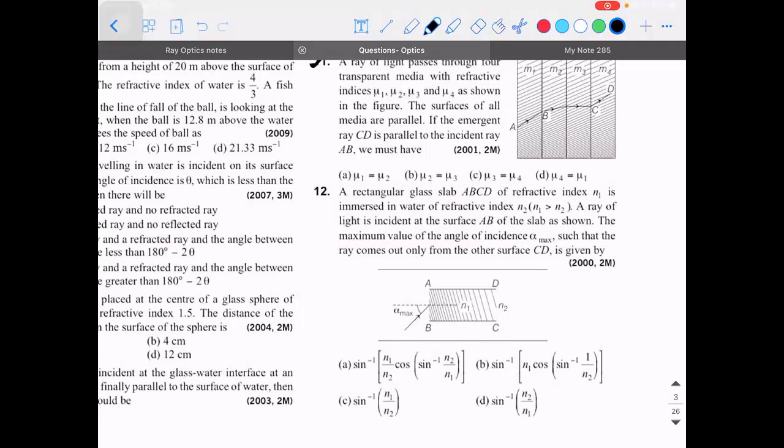They appear to be parallel, sir. They appear to be parallel. The diagram is not to scale, right? It is only a rough diagram. No, sir, it is given: emergent rays parallel to AB.